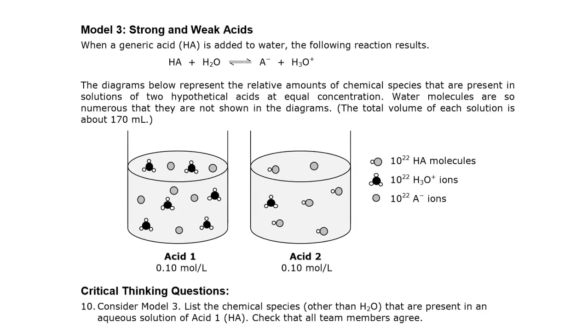with Model 3. Strong and weak acids. So here's the statement. When a generic acid, symbolized HA, is added to water, the following reaction results. And there's the reaction. Here's how I will read it. HA plus water reacts to form A- plus hydronium. And the diagrams below represent the relative amounts of chemical species present in the solutions of two hypothetical acids at equal concentration.